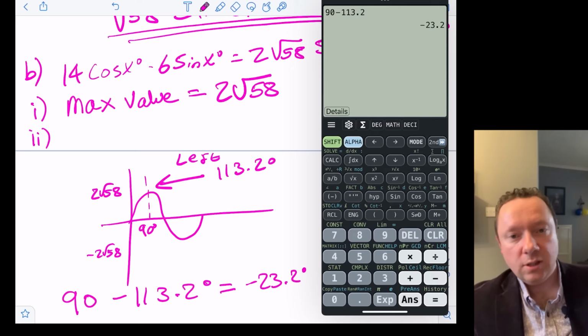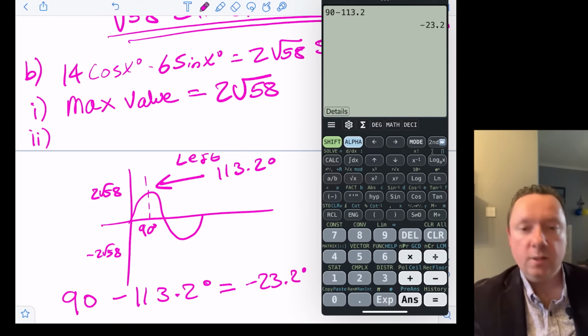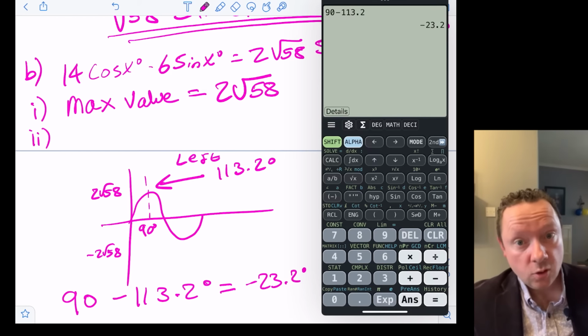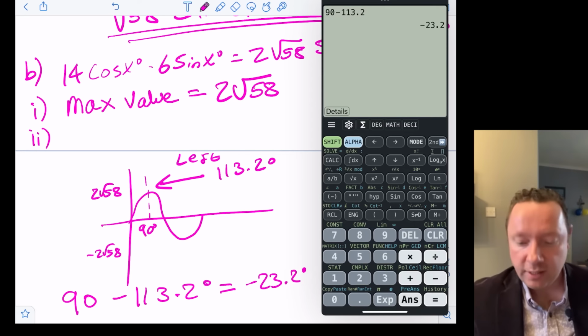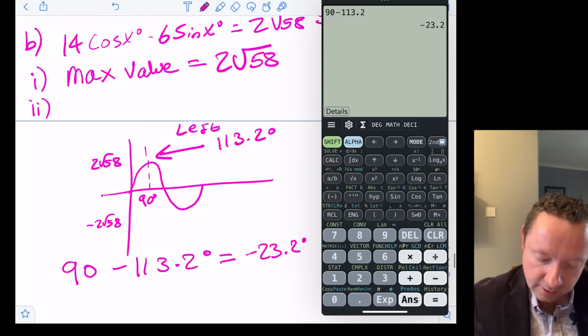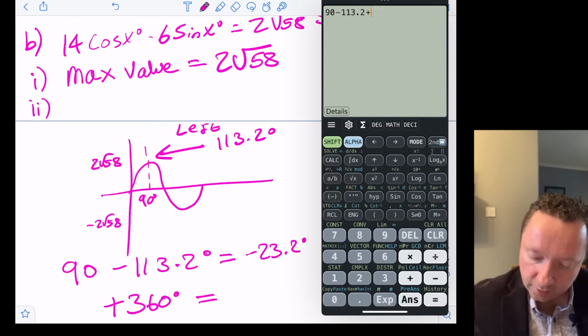Well, that's no good because that's negative. I'm now in the left and I want it to be between 0 and 360. So to solve that, remember, sine repeats every 360. So I'm just going to add 360 degrees and that will give me in the correct range 336.8 degrees, and we're done there.